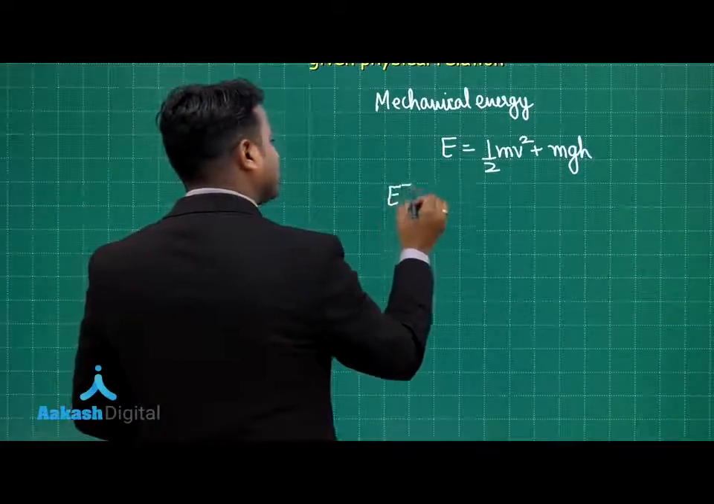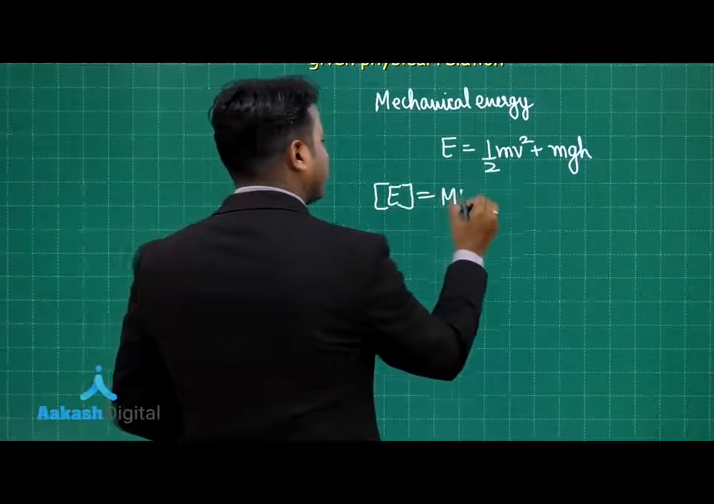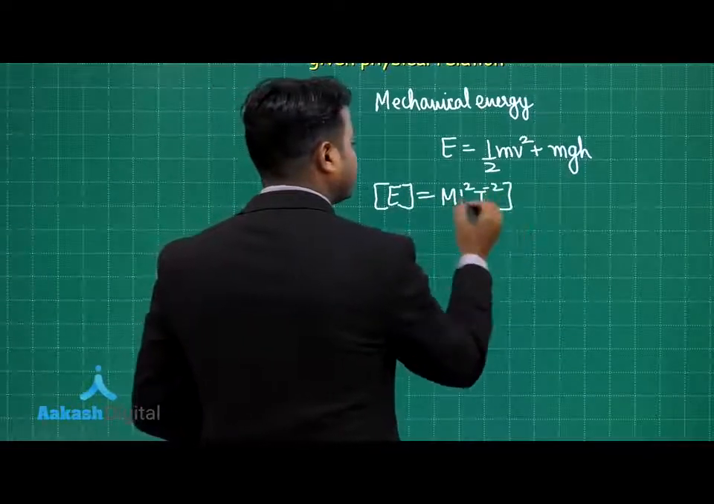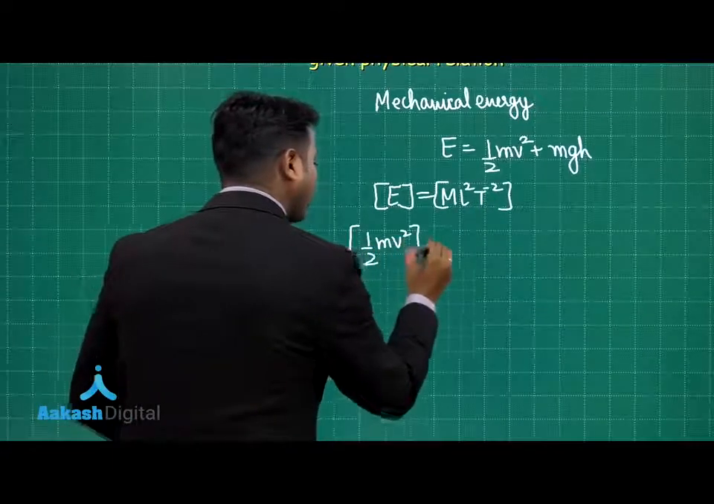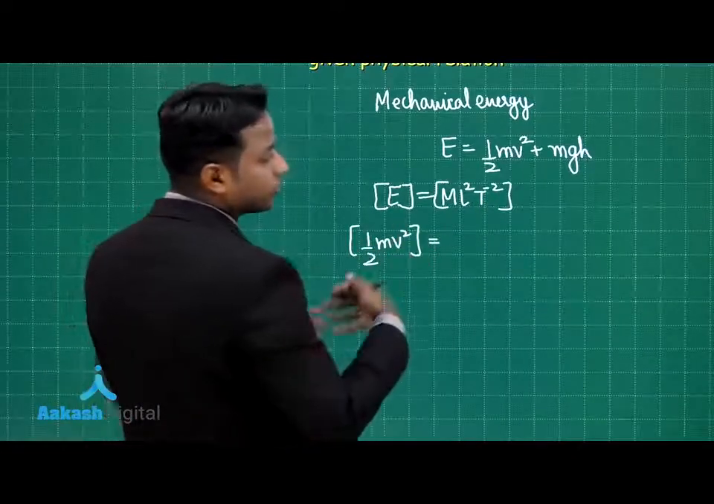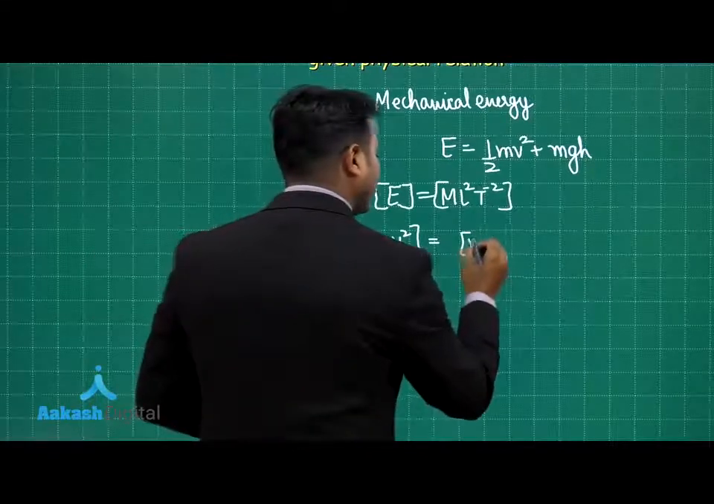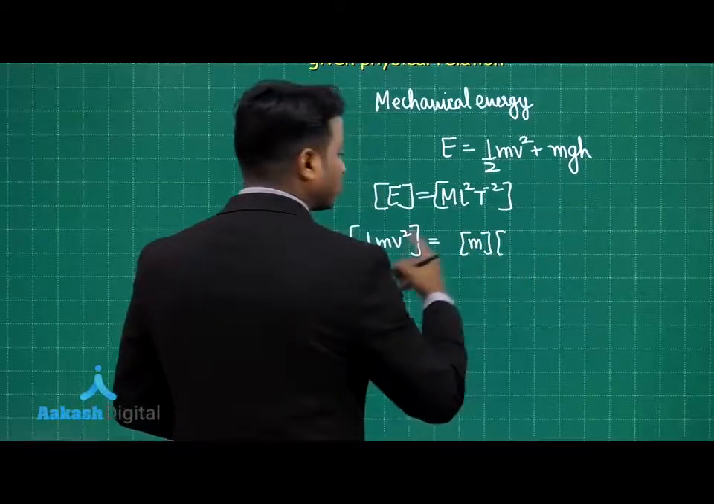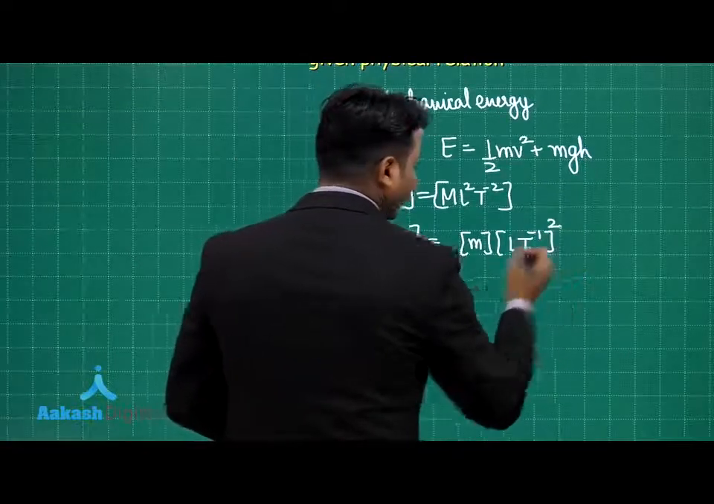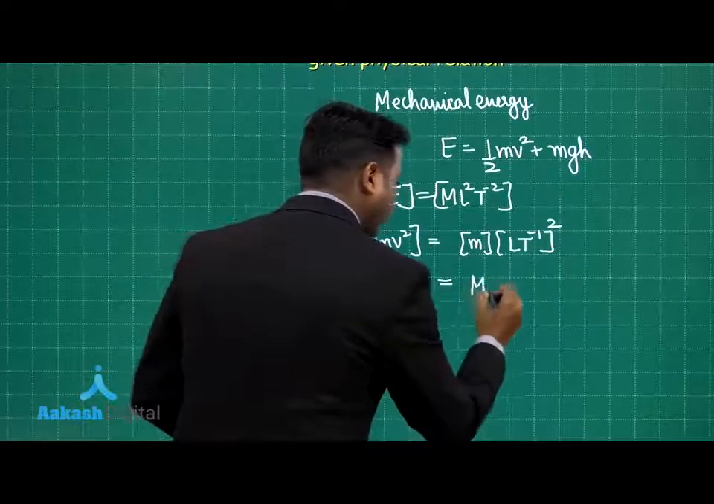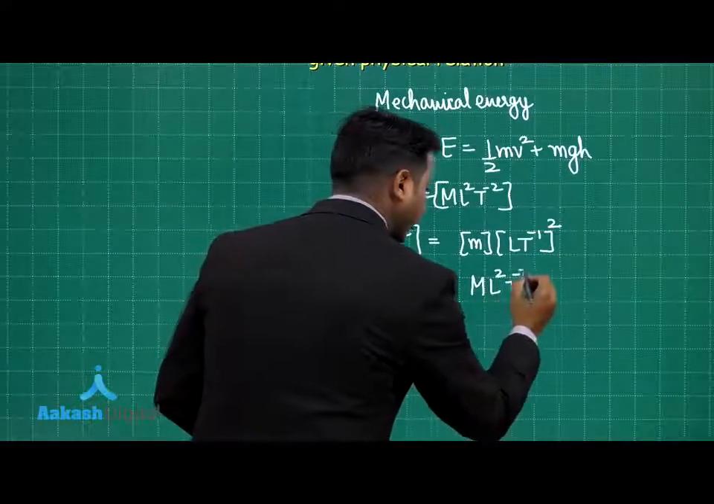The dimension of energy, we know, is ML square T minus 2. Then the dimension of half mv square we can find out. Now half is a constant, it will not have any dimension. Then it will have the dimension of mass and the square of the dimension of velocity. So this is LT minus 1, squared. So this will give me ML square T minus 2.